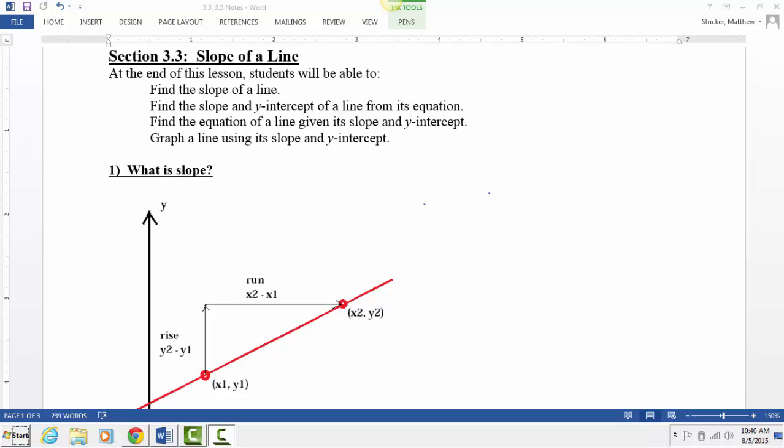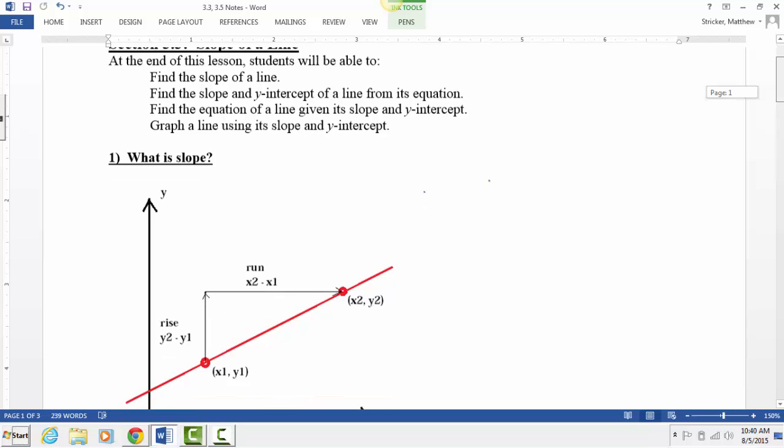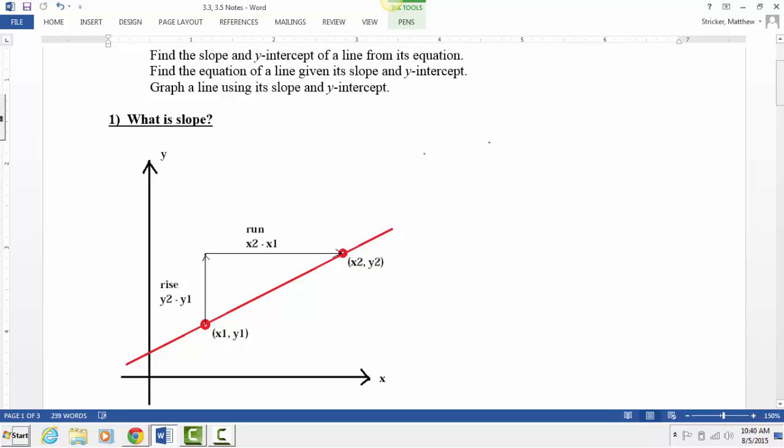So just first off, let's go ahead and look at an example of a line and talk about what slope is in relation to that line. You see here we have an XY coordinate system, x-axis the horizontal axis, y-axis the vertical axis. And we have this red line, and then we have 2 points here. We have a first point, or ordered pair, x1, y1, and then a second ordered pair, x2, y2.